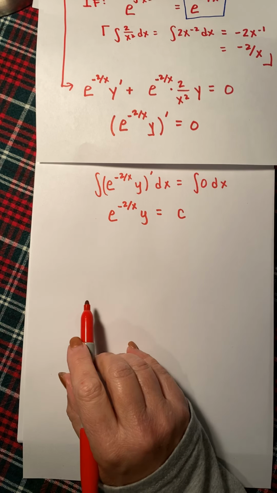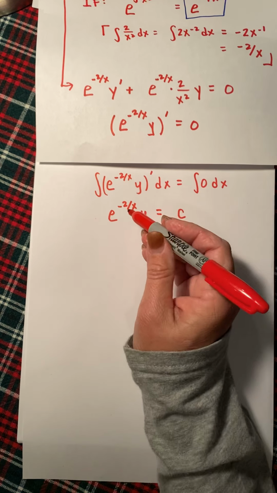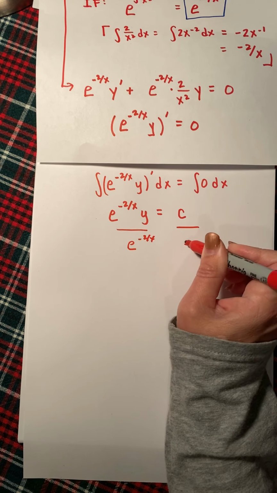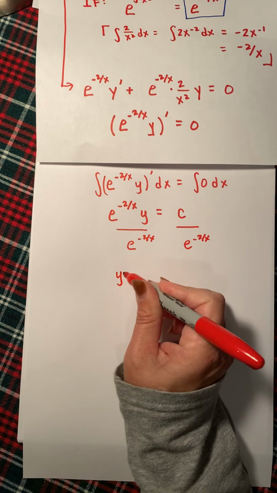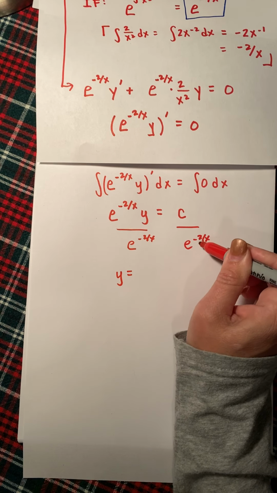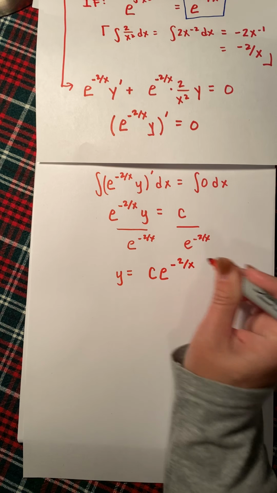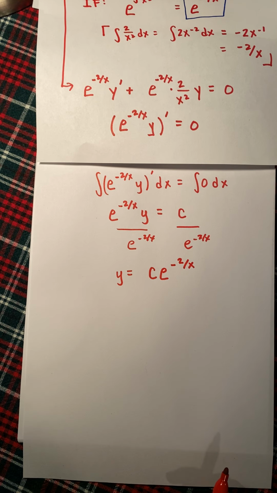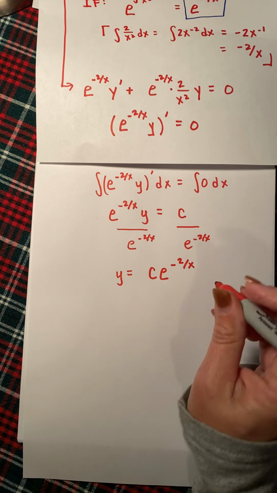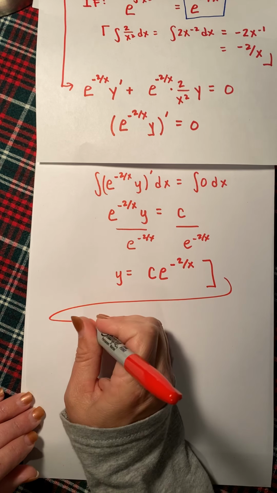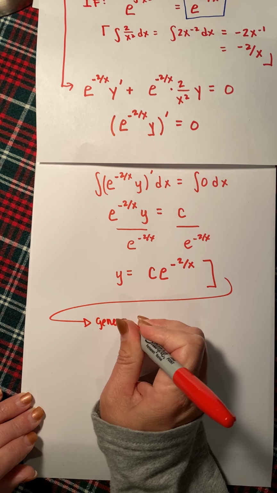All right, now solve it for y. So if we solve for y, we're going to just divide out e to the negative 2 over x, and then we get y is equal to a constant over e to a negative power. The negative power brings it up to the numerator. There is the general solution to the differential equation, x squared times y prime equals negative 2y. General solution.